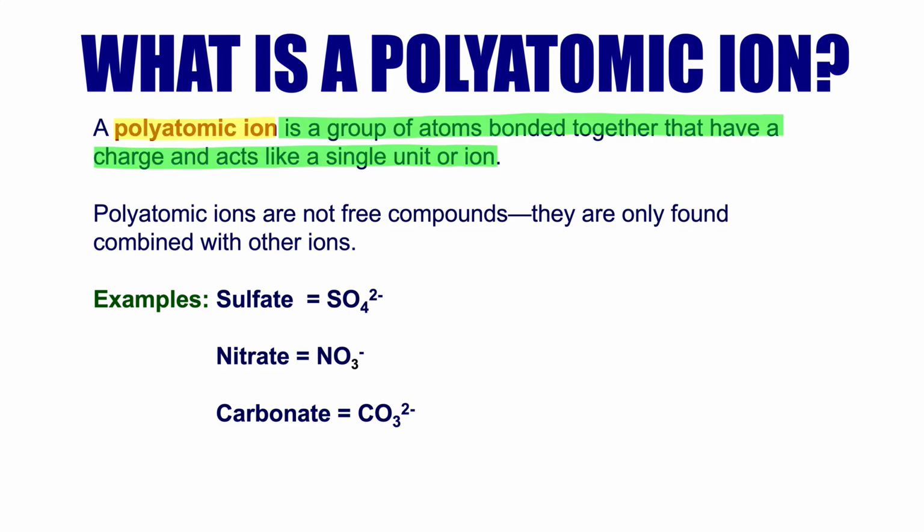So a polyatomic ion is a group of atoms that are bonded together that have an overall charge and act like a single ion. Some examples of polyatomic ions include sulfate, nitrate, and carbonate. For example, with sulfate, each individual sulfate ion contains one sulfur and 4 oxygens bonded to it. It acts as a unit, it acts as a single ion, and it has an overall charge of -2.